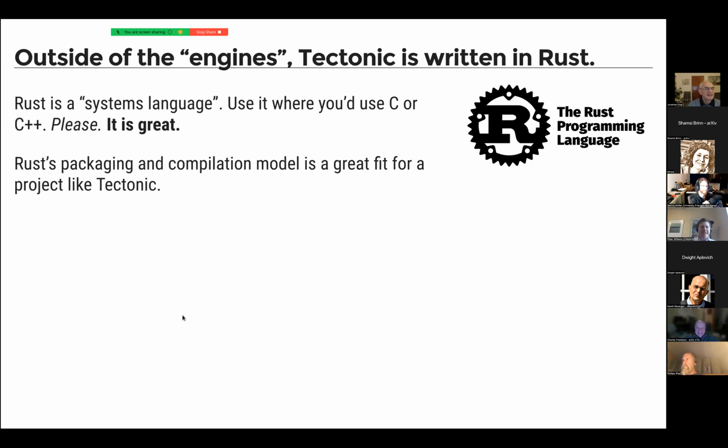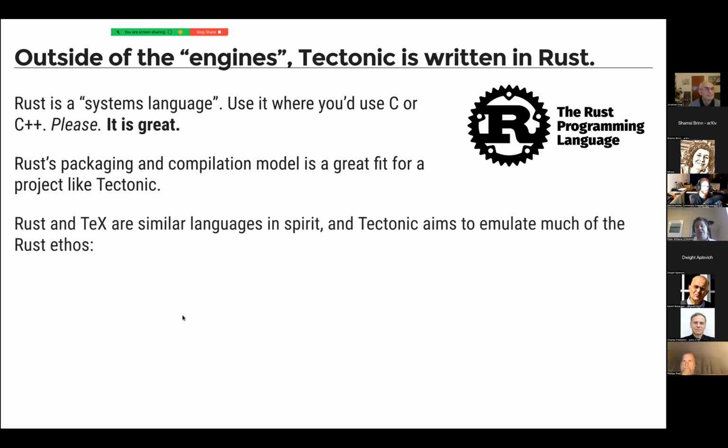One particular thing is that Rust's packaging and compilation model is a great fit for a project like Tectonic. It tends to build executables that have very few external dependencies. It's not purely static, but it's a static compilation model where the resulting binaries only depend on a few external libraries. In the modern software ecosystem, that is a lot easier than trying to get your shared library dependencies on Harfbuzz and everything, right? I would say that Rust and TeX are similar in spirit, in that they both can be challenging but rewarding.